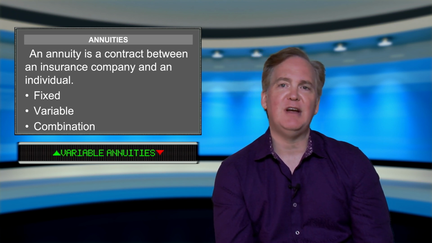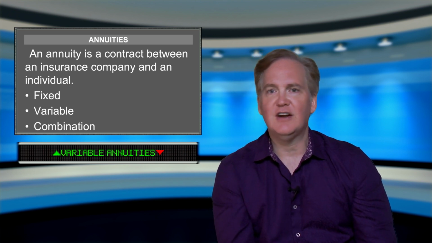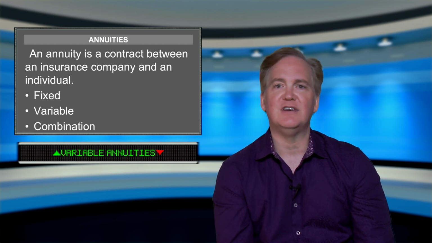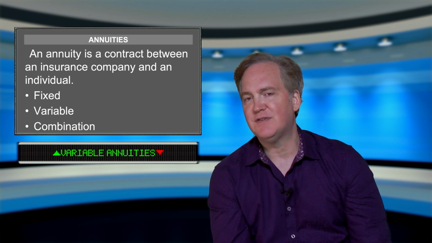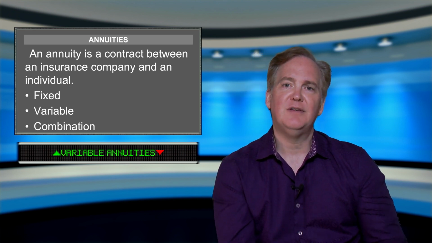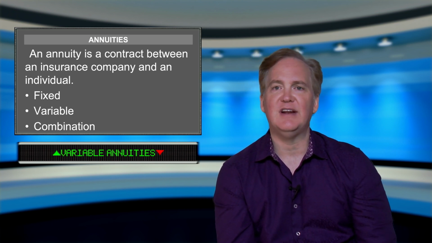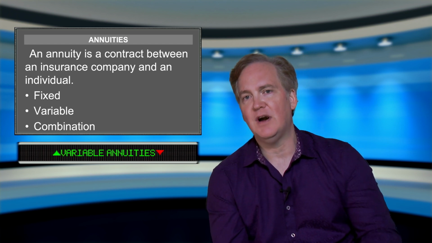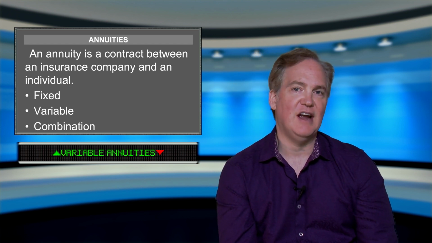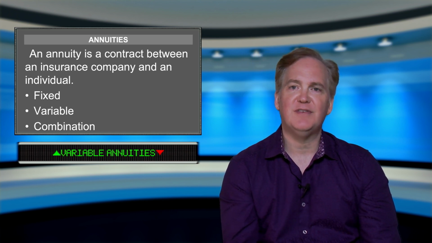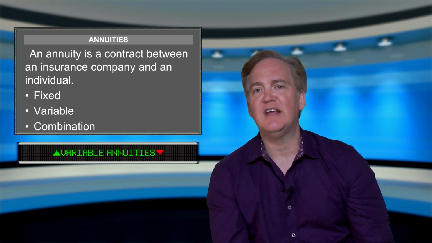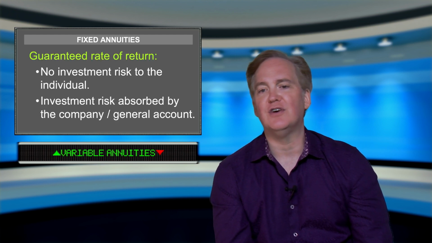Because a fixed annuity may offer a rate that is not encouraging or high enough for certain investors, and the variable annuity may have too much risk for other investors, well, of course, there's a combination annuity that has a fixed component where the individual is provided with a guaranteed rate of return, and a variable portion which hopefully provides the individual with an increased rate of return.